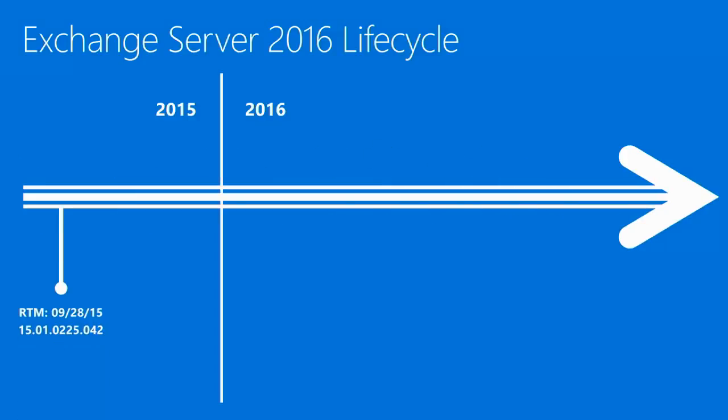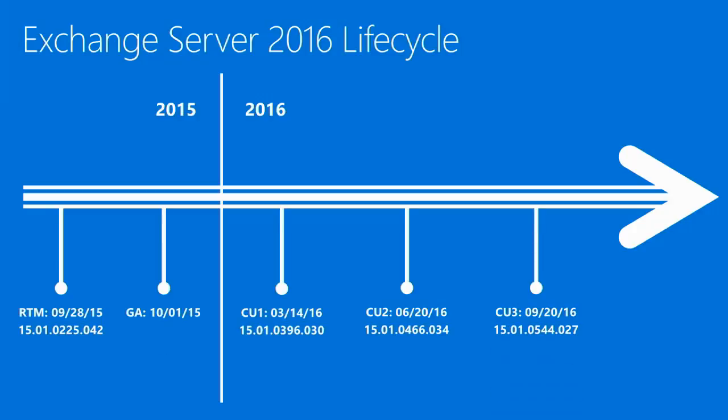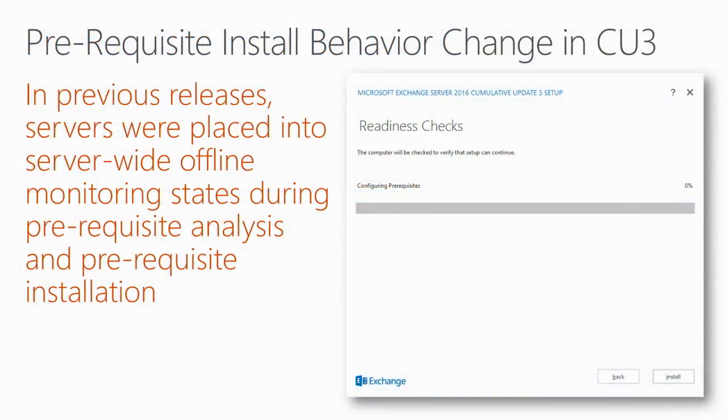So here's where we are with the 2016 lifecycle. Again, I said I was going to primarily focus on these versions. So 2016's been out for a little bit more than a year. It came out at the end of September last year, and then since then, after RTM, we had the GA, which is when it became generally available and people could download it worldwide. And then since then, we've had three cumulative updates, 1, 2, and 3. The last one coming out, like I said, just about a month ago, a little bit more than a month ago.